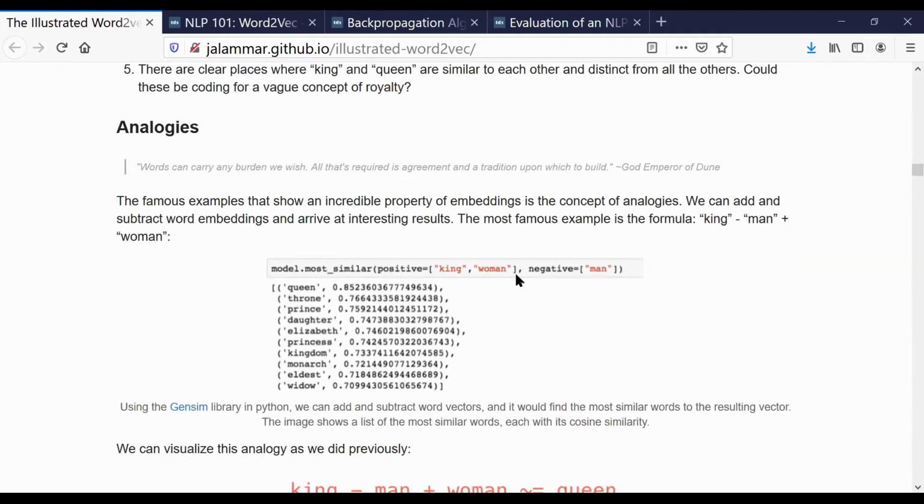So instead of saying A plus B minus C, you say A and B are positive concepts and C a negative concept. What are the positive concepts you want to keep? King, woman. What's the negative concept you want to get rid of? Man. So you get some result. And then with this result, you go through the database, compute the cosine similarity for each one, and rank them by the closest. You will see that the word queen has a cosine similarity of 0.85. Not 100%, but the closest match. The second closest match is throne, third is prince, and so forth.